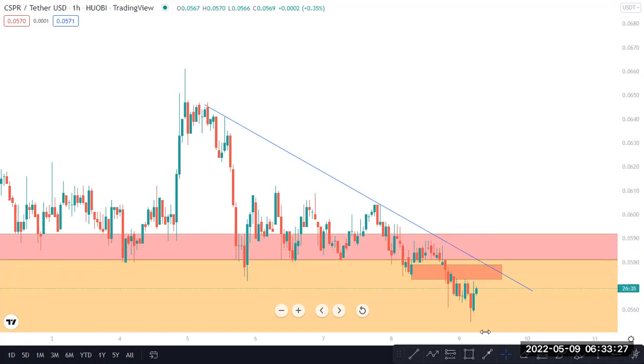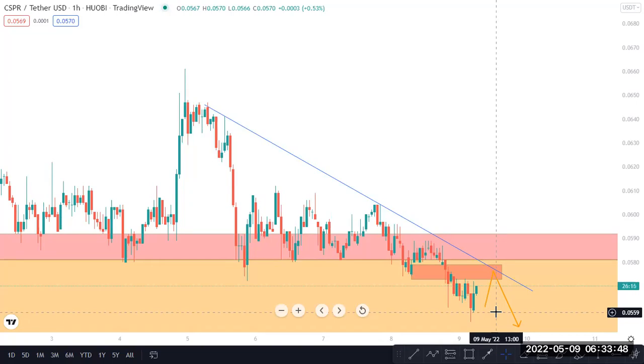But if you fail to break your trend line and your key level, that would mean what? That would mean that it's just a pullback. Then it will continue going down, right? So you are looking for those two possibilities: that we might break the key level, or we might reject and keep going down, okay? So that's what we are looking for on Casper, all right?